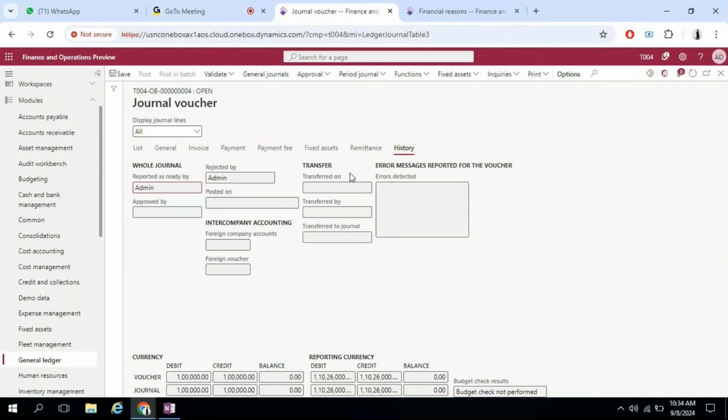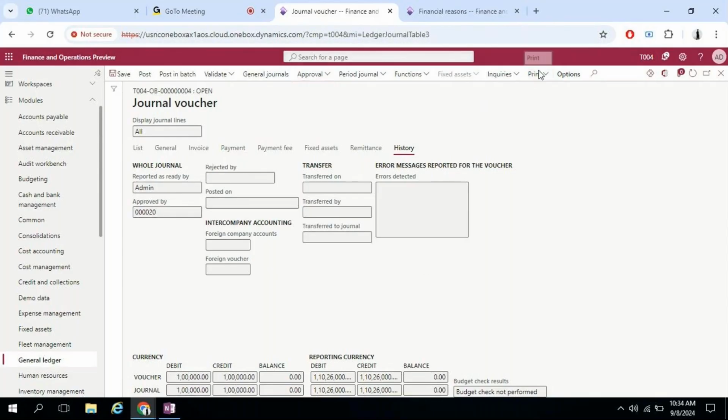The history will be created. Right now the history is reported as ready by admin, rejected by admin. Then there is the approve button. So if you click on report as ready now, then approve it. So approved by user will be enabled.